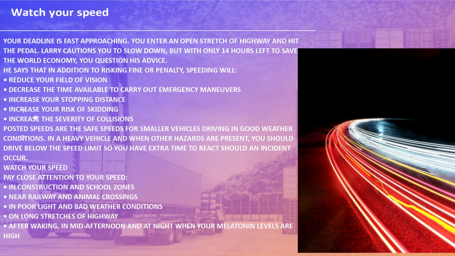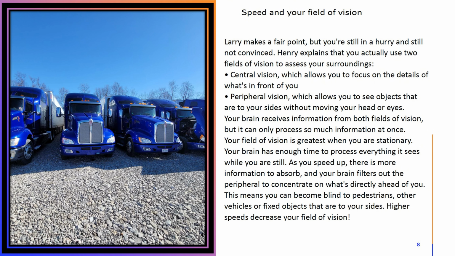Speed and your field of vision. Larry makes a fair point, but you're still in a hurry and still not convinced. Henry explains that you actually use two fields of vision to assess your surroundings. Central vision, which allows you to focus on the details of what's in front of you. Peripheral vision, which allows you to see objects that are to your sides without moving your head or eyes.